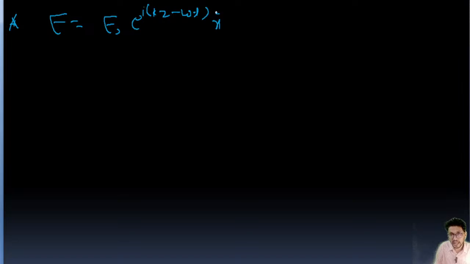there is one question. The question is, we have been given E equal to E naught e to the power iota (kz minus omega t) in the x cap direction, plus E naught e to the power iota (kz minus 2 omega t) in the y cap direction. We need to find the polarization of light. What type of polarization is there?